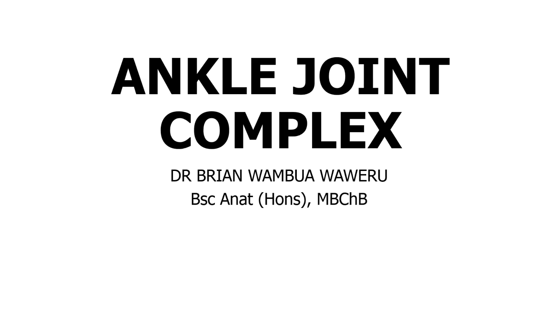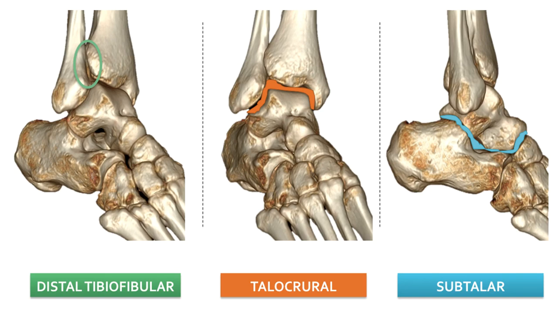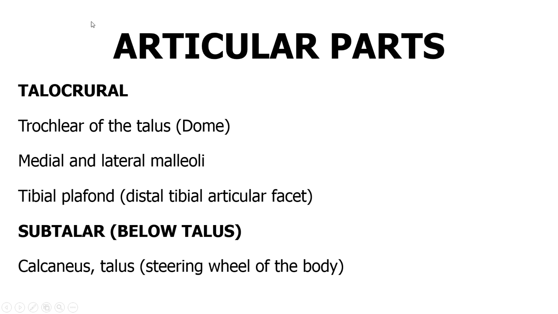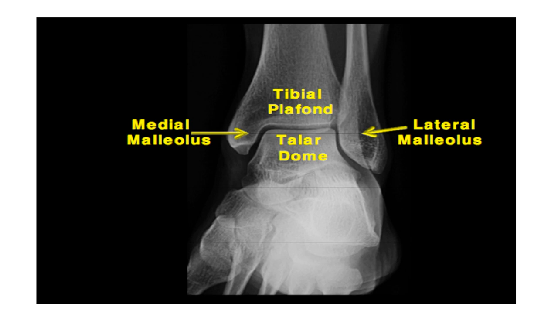So today we'll be discussing the ankle joint complex, which is a complex because we have three joints participating: the distal tibiofibular, the talocrural, and the subtalar joint. The talocrural is formed between the talus, the malleoli, and the tibial plafond. The subtalar joint is the steering wheel of the body, and it's formed by the calcaneus and the talus.